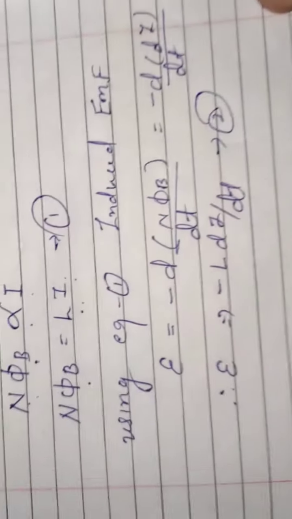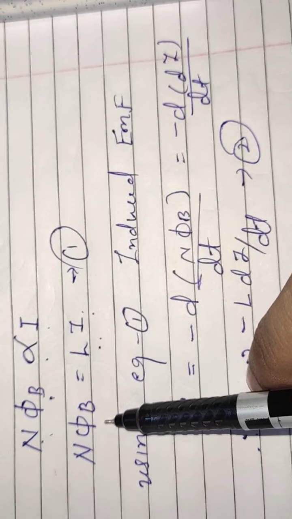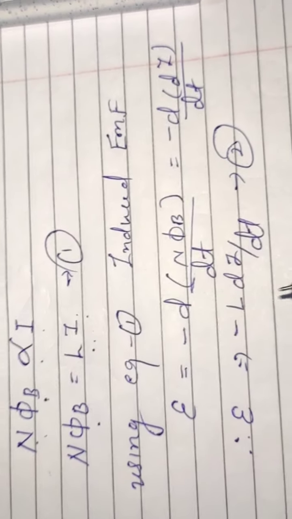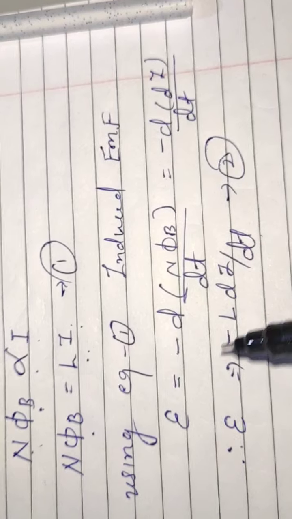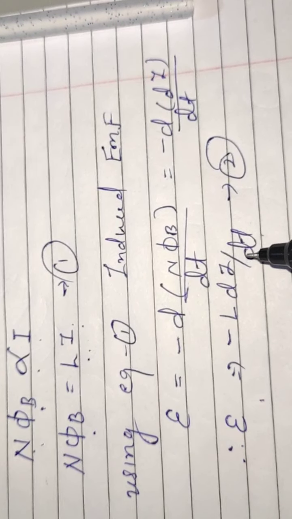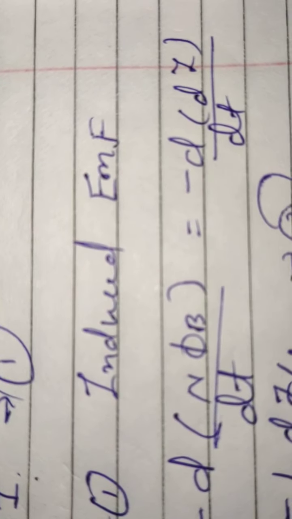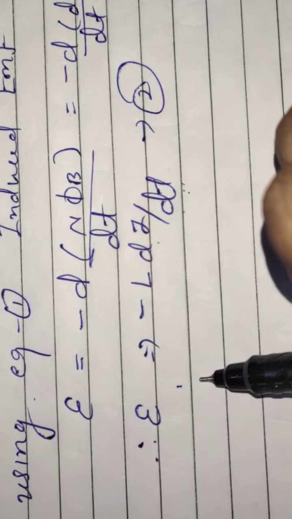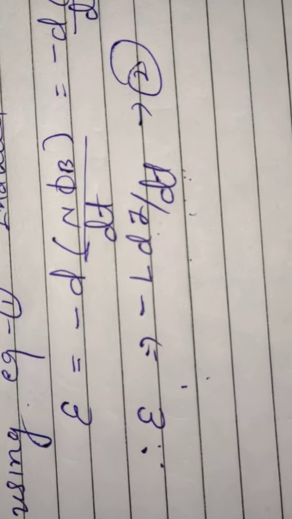So, for self-induction, બે equation મળ્યા આપણને. N phi B is equal to Li, where L is self-induction, the proportionality constant, and second, EMF is equal to minus L di by dt. હવે guys, with the help of L is equal to N phi B upon I and EMF is equal to minus L di by dt, give two definitions of self induction. એવું તમને question પૂછાય.